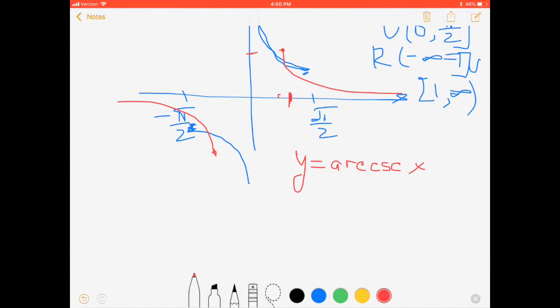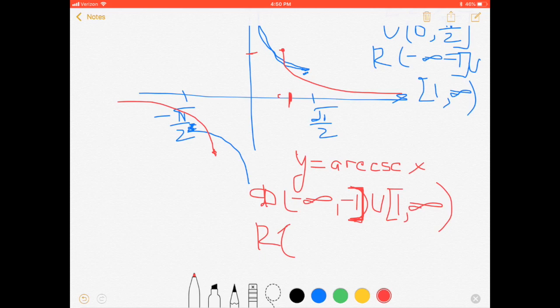What do you say about range and domain? Domain will be from negative infinity to negative 1, negative 1 included, and from 1 to infinity, and range will be from negative pi over 2 till 0, 0 not included, and 0 to pi over 2 included. You see how interesting a function we have.